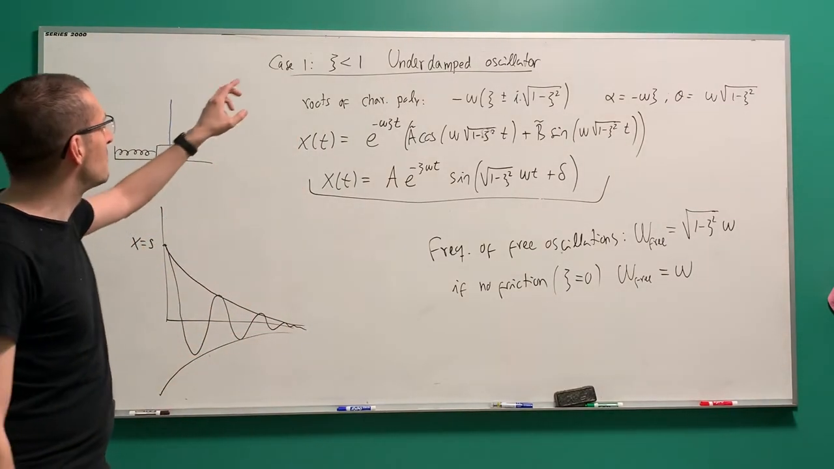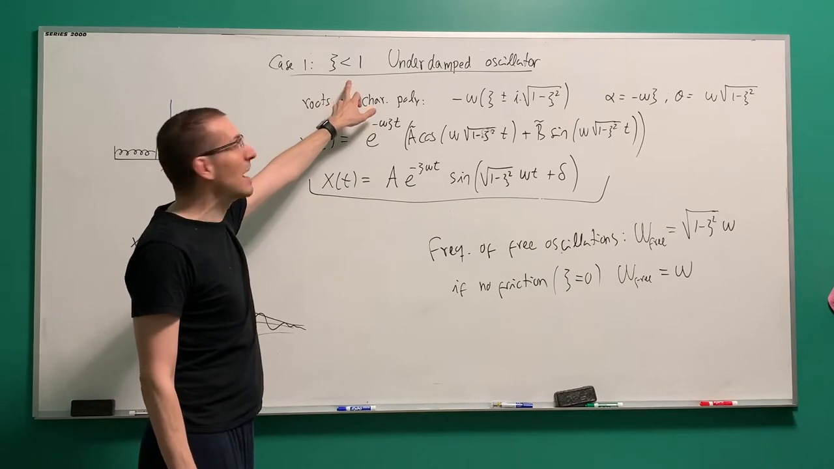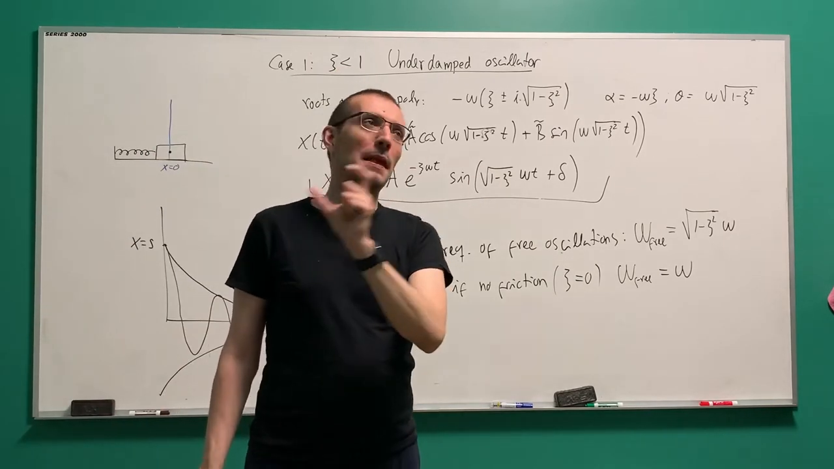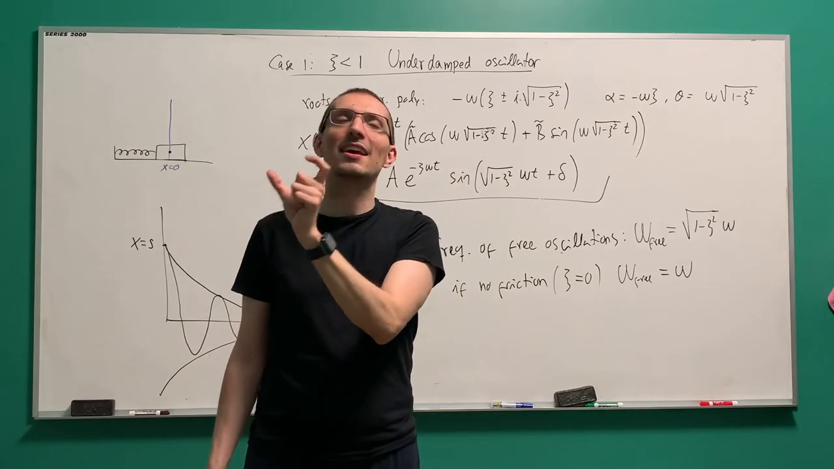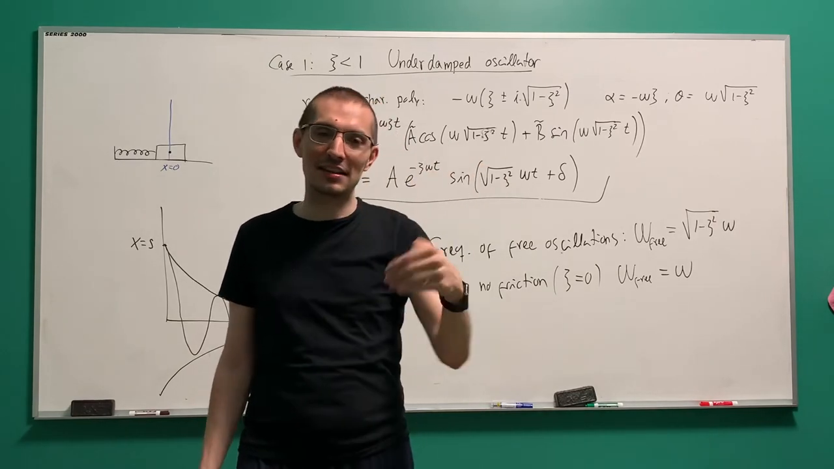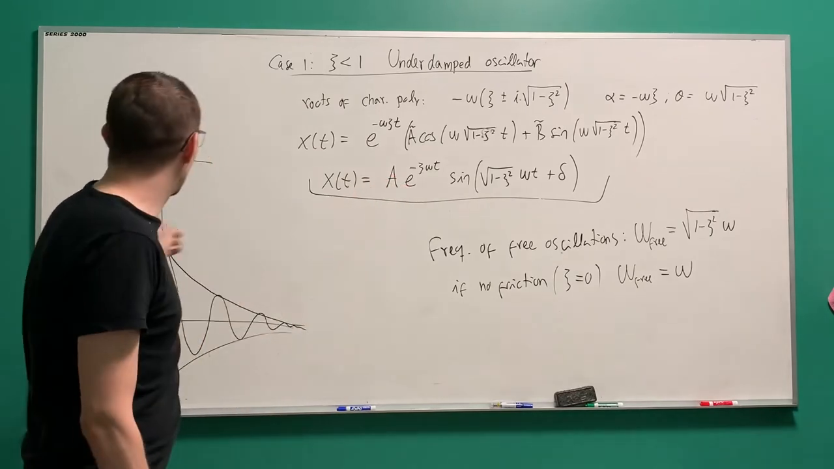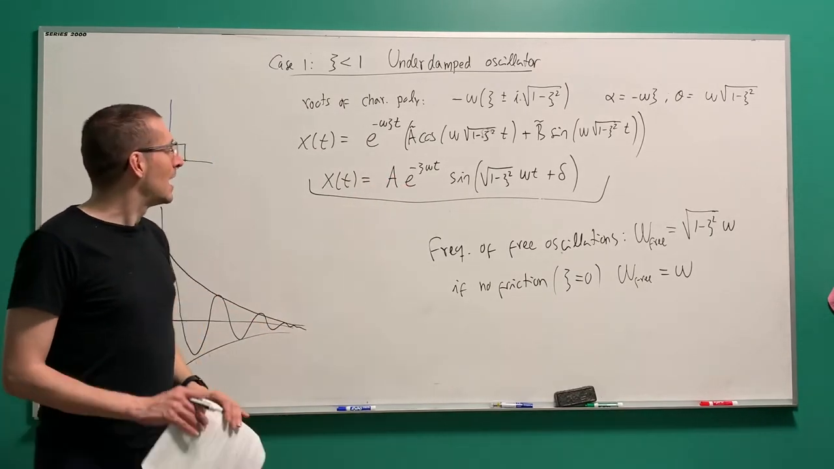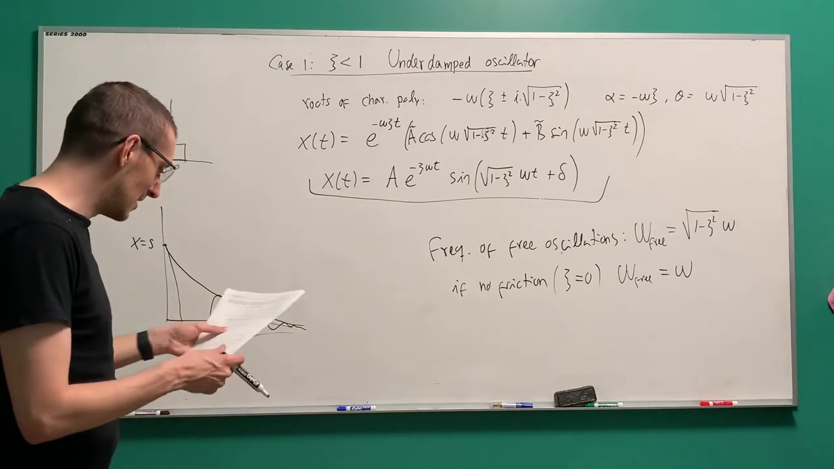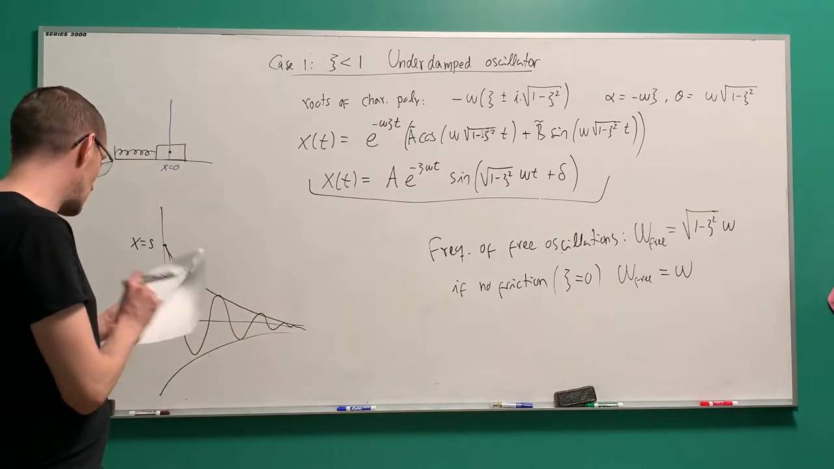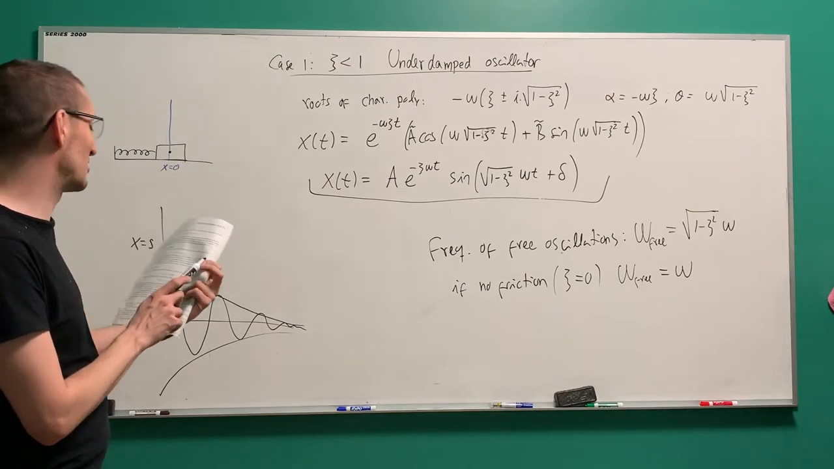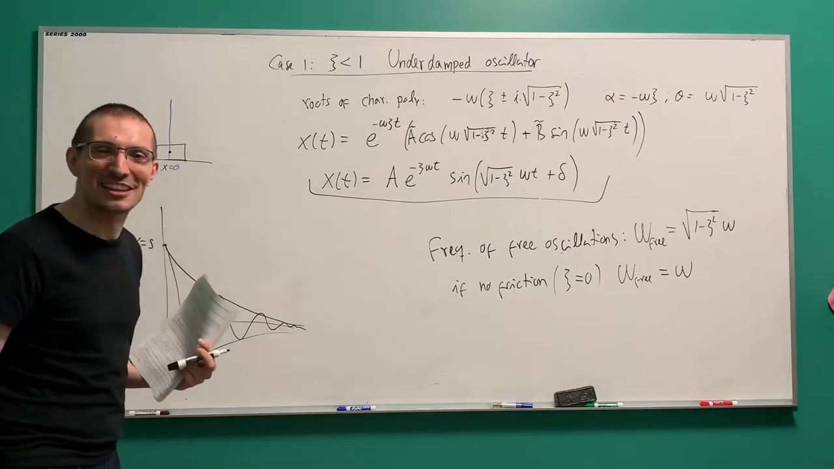In this regime, if friction is small enough that the conversion between elastic and kinetic energy happens faster than the dissipation, then we get oscillations that are exponentially damped. Let's see the other cases. I'm going to see case 3, the overdamped oscillator, because it makes more sense and it's more fun.